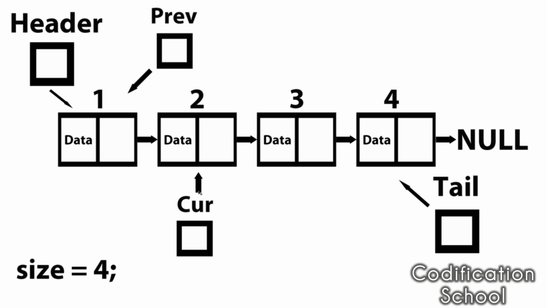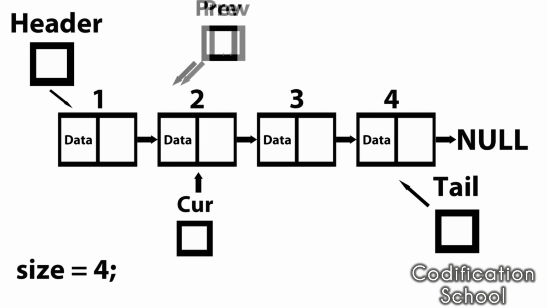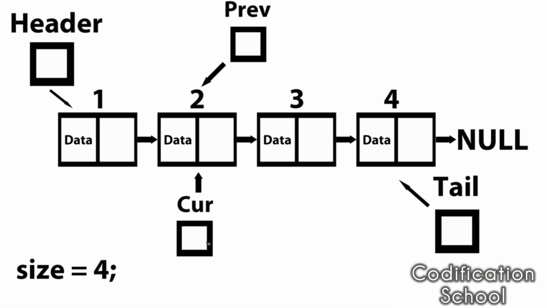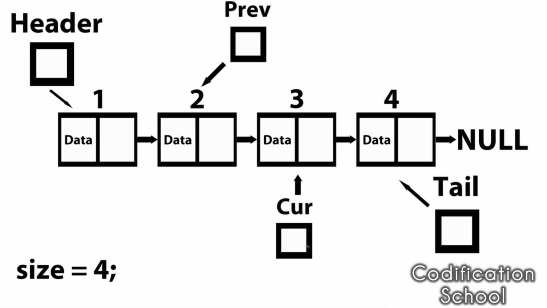So we're still in the loop. So let's do this one more time. Prev is going to be pointing to what current is. Then current is going to advance to the next node. So now our loop should have stopped because now we're at the position, the node that we want to delete.